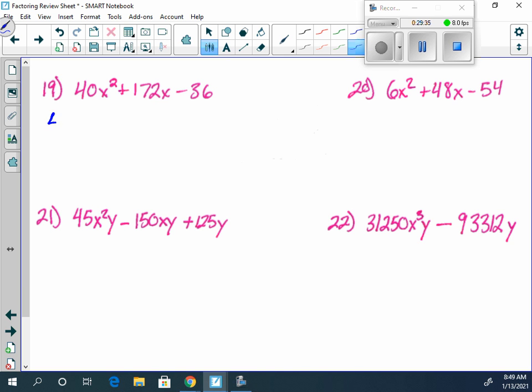And we'll see here. We might have another, because 4 factored out of 40x squared, 40 divided by 4, will leave us with 10x squared. Plus 172x divided by 4 would be 43x minus 9. And that's it. That is the biggest factor. Because we could have looked and see if there was another common factor, but there's not going to be one between 10, 43, and 9. So 4 was the greatest common factor.